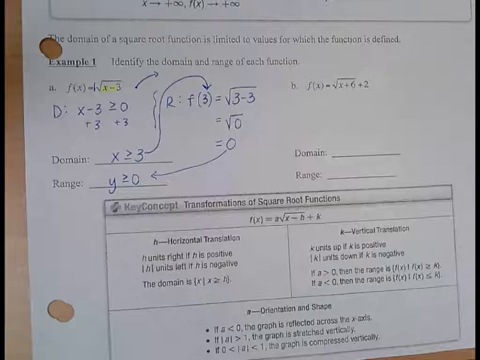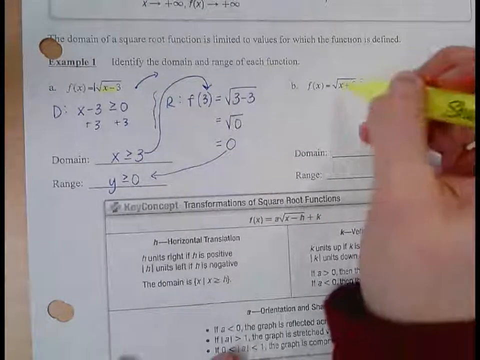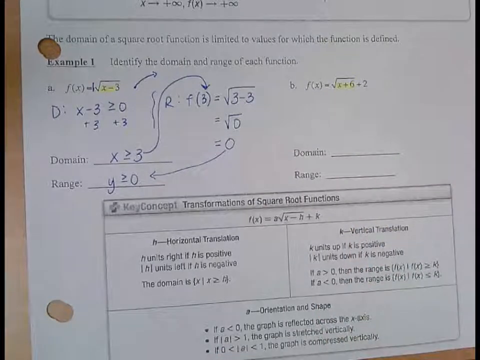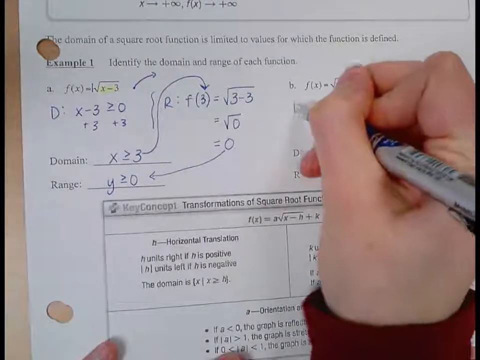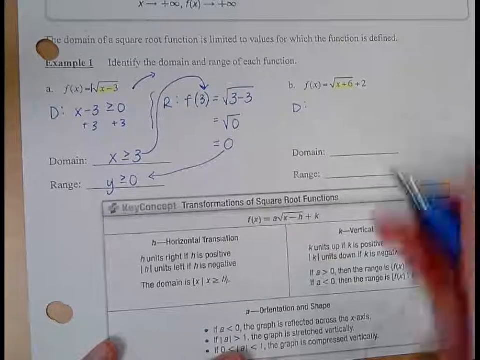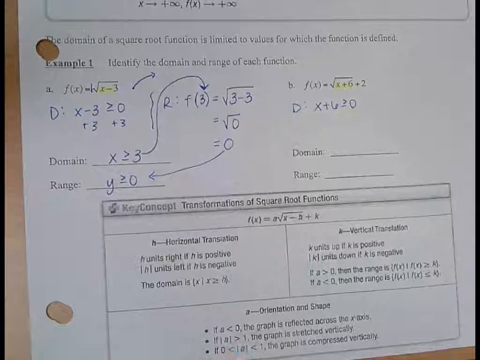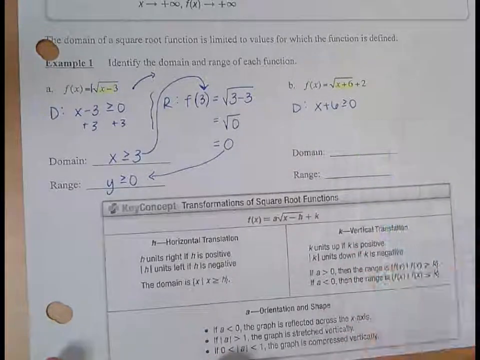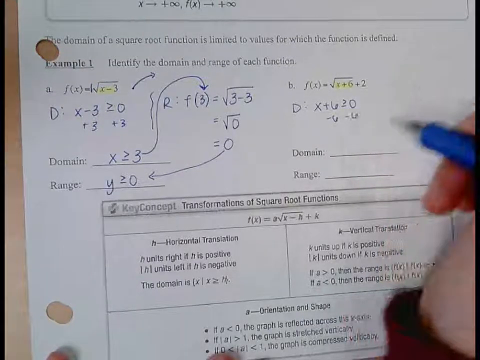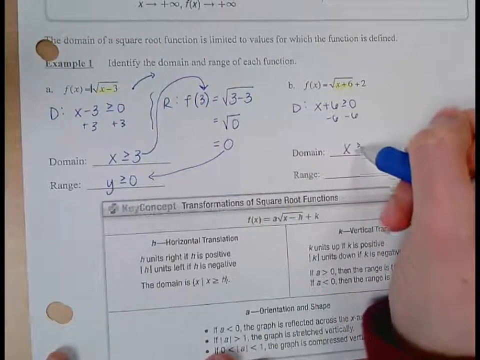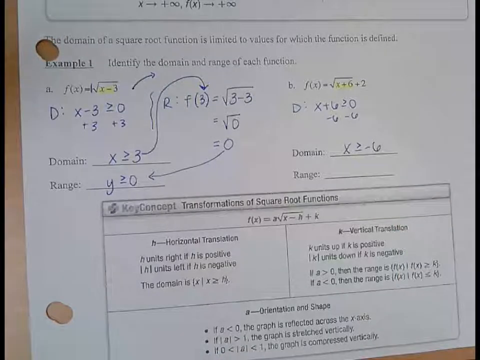Okay, so for B, this is f of x equals the square root of x plus 6, and then plus 2. The plus 2 is not inside the square root. So again, to find the domain, you only take what's in the square root and set that greater than or equal to 0. So to find this domain, I would say x plus 6 has to be greater than or equal to 0, but the 2 isn't part of it at all. And then solve this for x, so I would subtract 6 from both sides. So for the domain, x would have to be greater than or equal to negative 6.